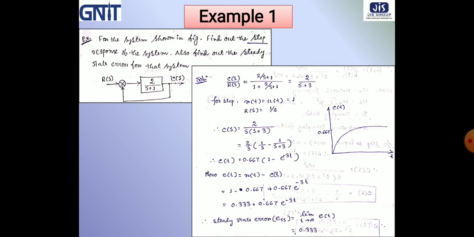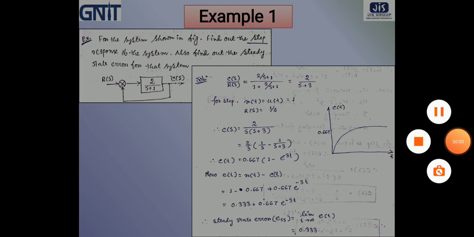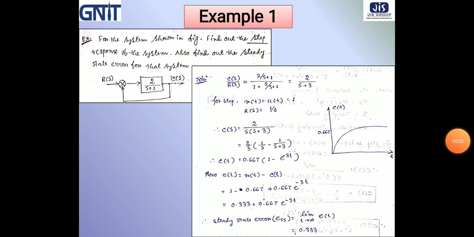So moving to our first example. Suppose there is a problem for a system shown in figure. Find out the step response of the system. Also find out the steady state error for that system. So there is a closed loop system. We have to find the closed loop transfer function first here. Then we have to calculate the steady state error.